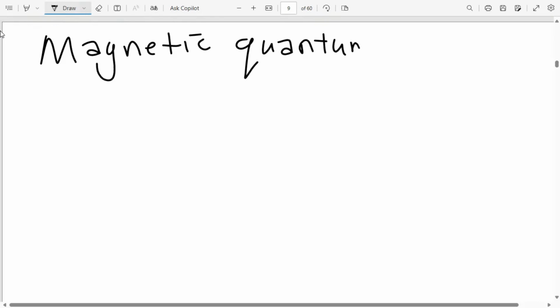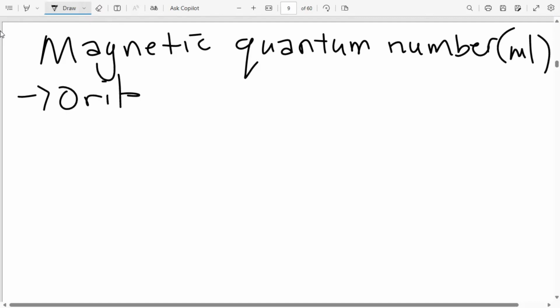The magnetic quantum number is represented by the letters ML. And what does this do? This is going to indicate the actual orientation of that particular orbital in three-dimensional space. Remember, I said quantum numbers also help us identify the spatial orientation of your electron. So this particular quantum number, the magnetic quantum number, is responsible for telling us how a particular orbital is oriented.